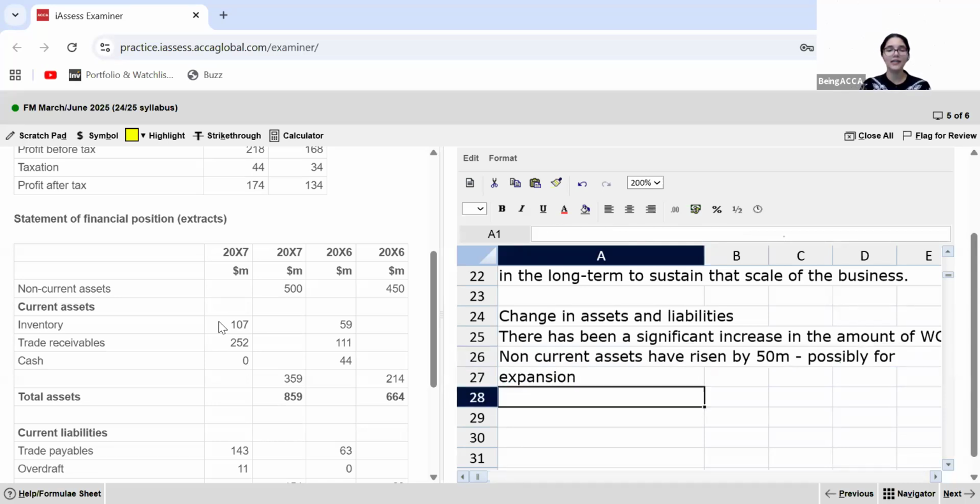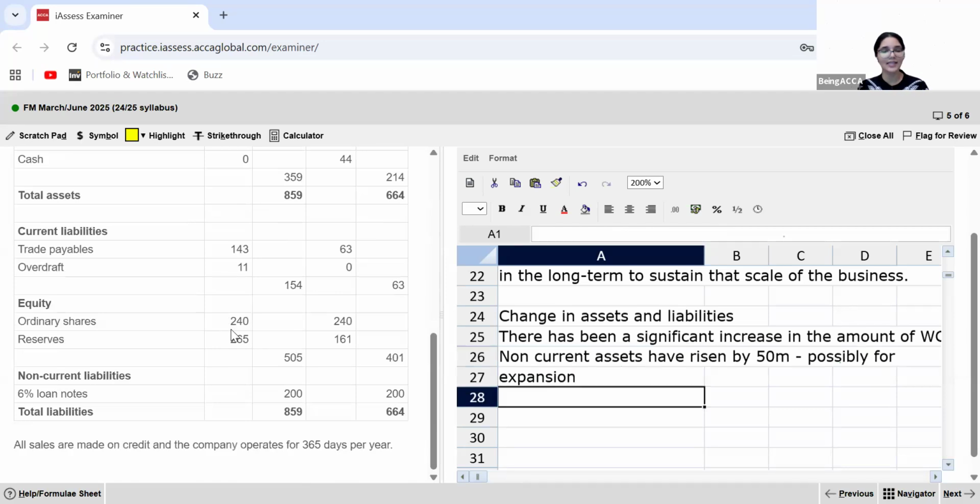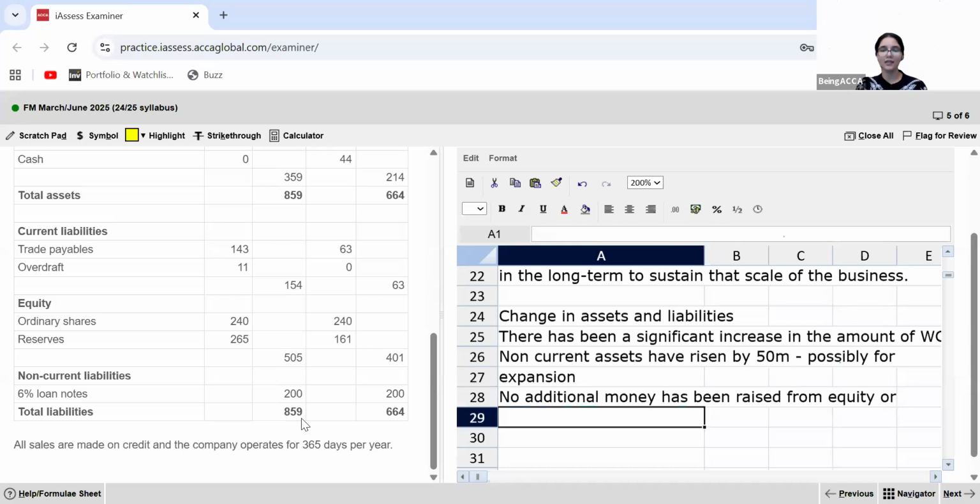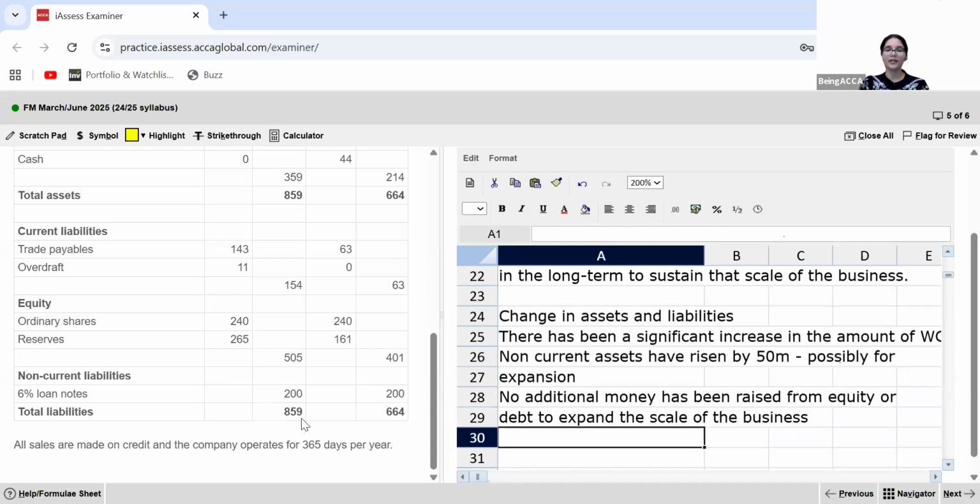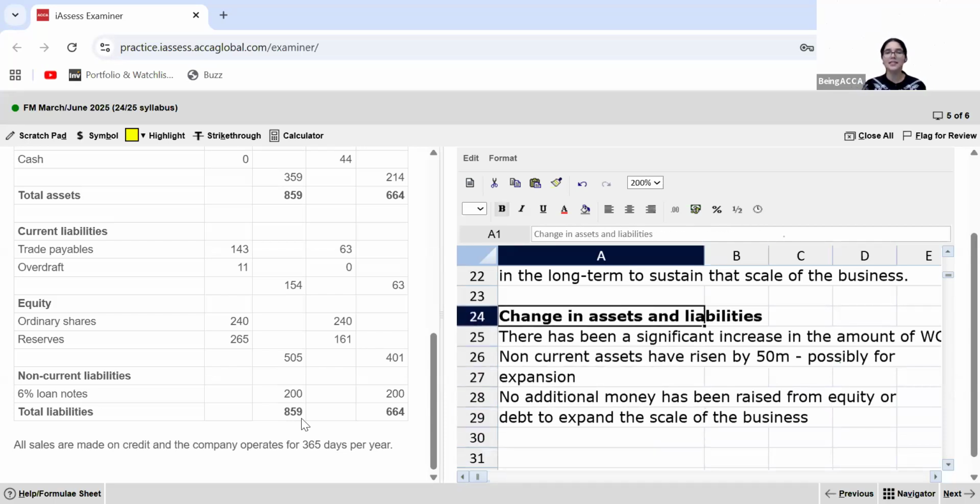Then what do we see in terms of liabilities and equity? Let's have a look at that also. We can see that the ordinary shares have remained the same. And when it comes to the non-current liabilities, they are also the same. That means no additional money has been raised from equity or debt to expand the scale of the business. All right, what else can we talk about? This was the first subheading, the change in the assets and liabilities.